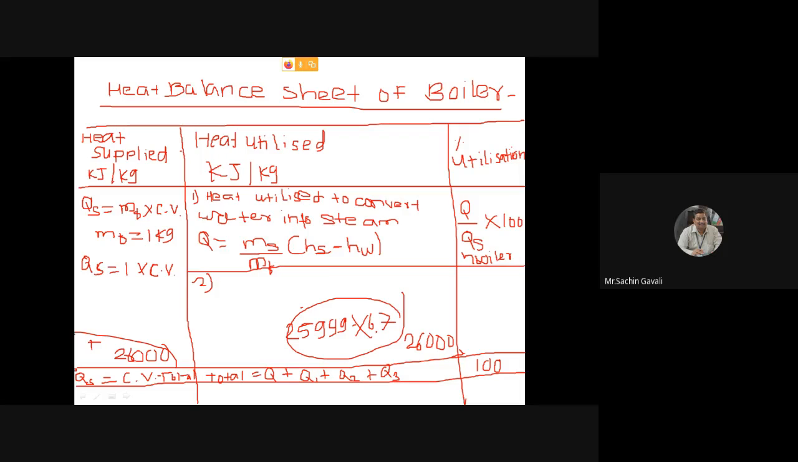But again I am telling that if the answer is 26,000 as the calorific value, and your addition of Q plus Q1 plus Q2 plus Q3 is coming as 20,000 something, then don't write 26,000. Then you have to tell yourself that somewhere I have made a mistake. So if the answer is nearer to 25,000, you should write it as such, because it is a heat balance sheet, like our audit statement.